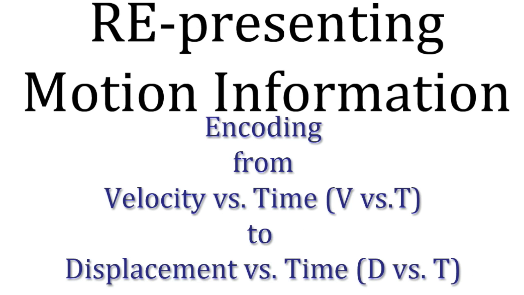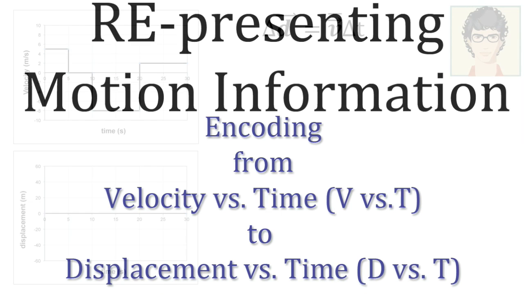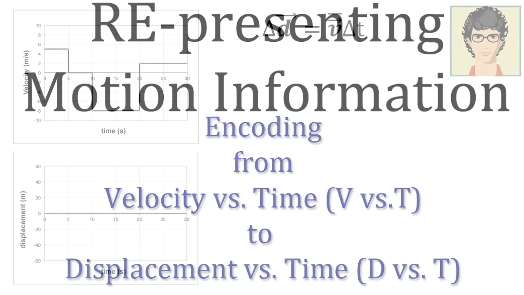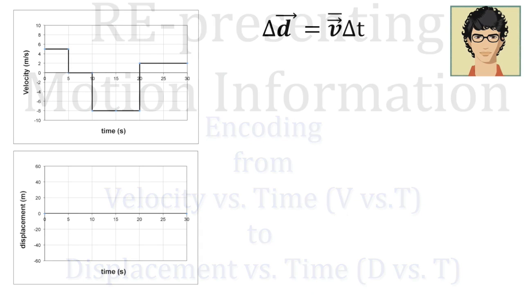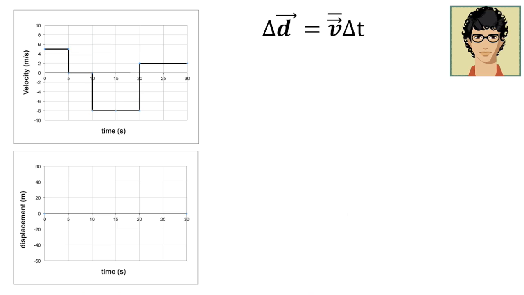Representing motion information. This time encoding from velocity versus time to displacement versus time. We got v versus t going to d versus t. So here we are. Things are a little bit different though. This time round, what we have is the velocity versus time graph up here, and down here is the displacement versus time graph.